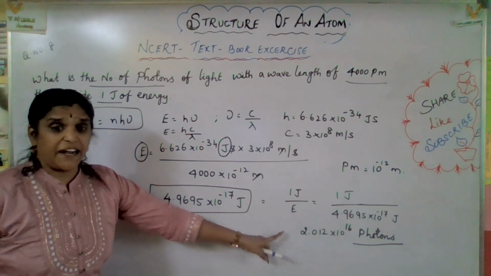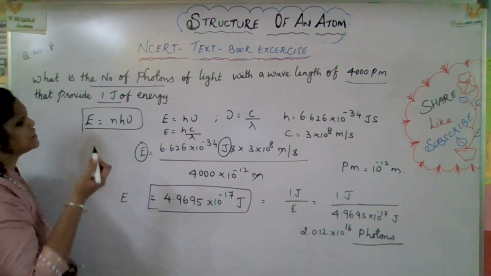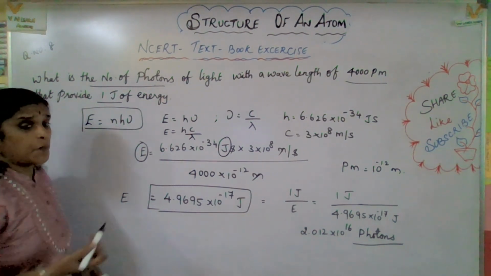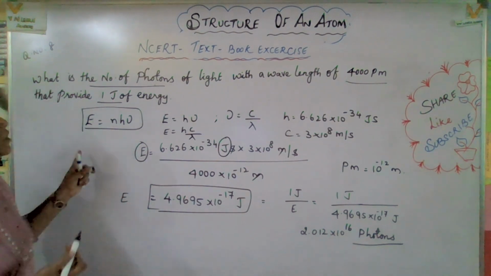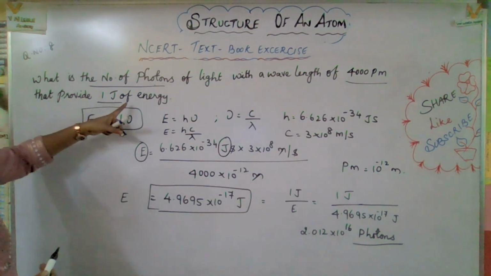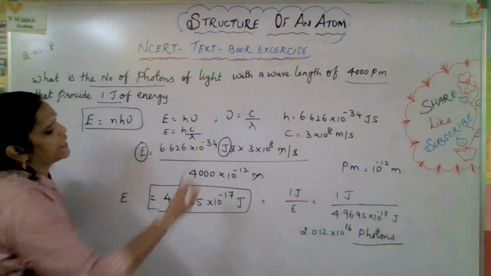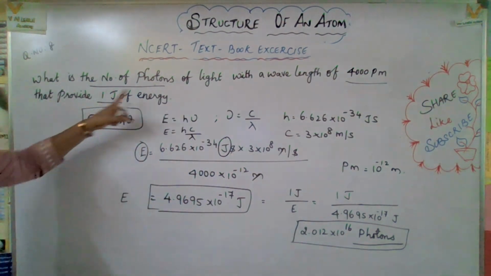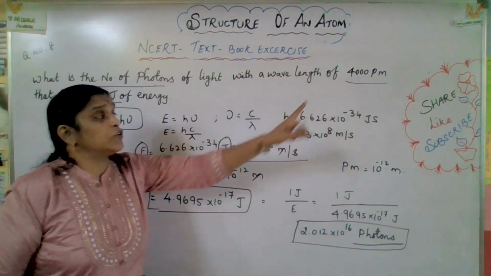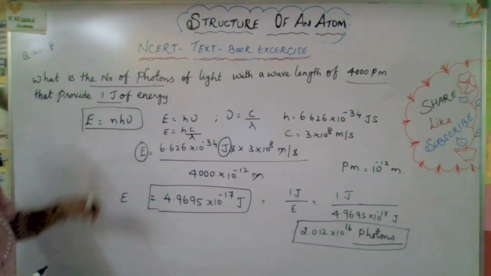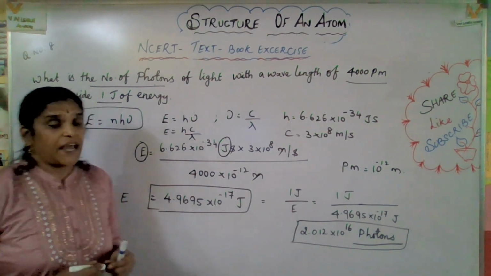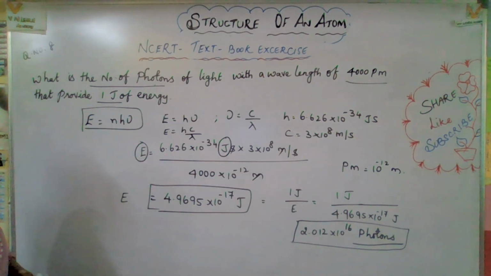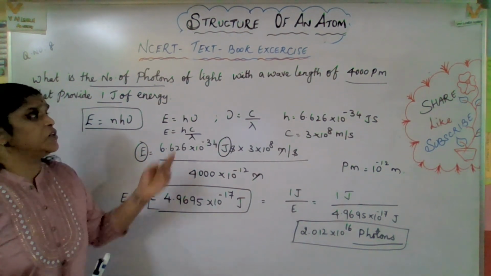I hope you got a clear idea how to find the number of photons. If they are asking, E equal to N h nu only, but they did not provide the N value, the number of photons. But they have given 1 joule of energy, so through that we can calculate that value. This is the way you can identify the answer, step by step, easily. Yes, let us go to the next question.